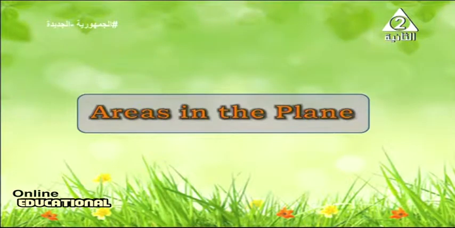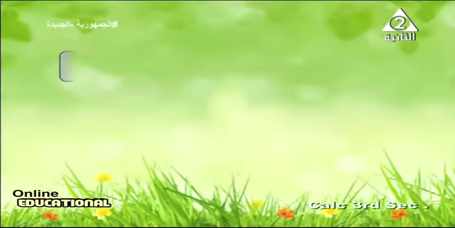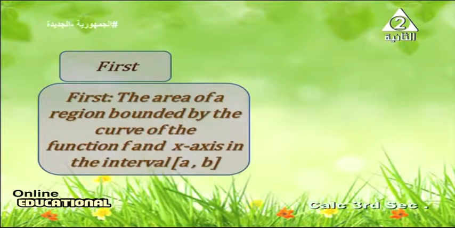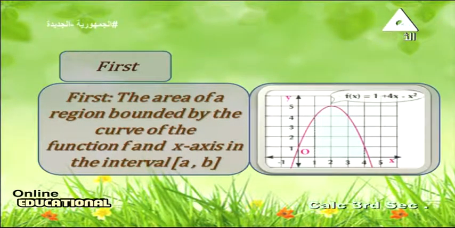Area in the plane means the area of a region bounded by the curve of the function f and the x-axis in the closed interval a and b. For example, this function f of x equals 1 plus 4x minus x to the power 2. The area of the region bounded by this curve and the x-axis from 1 to 4.